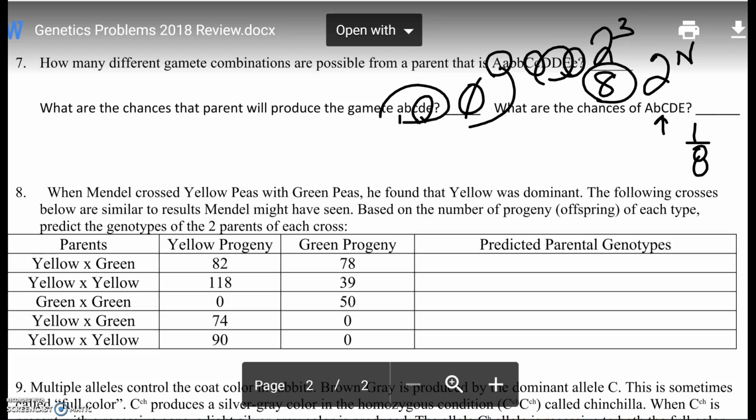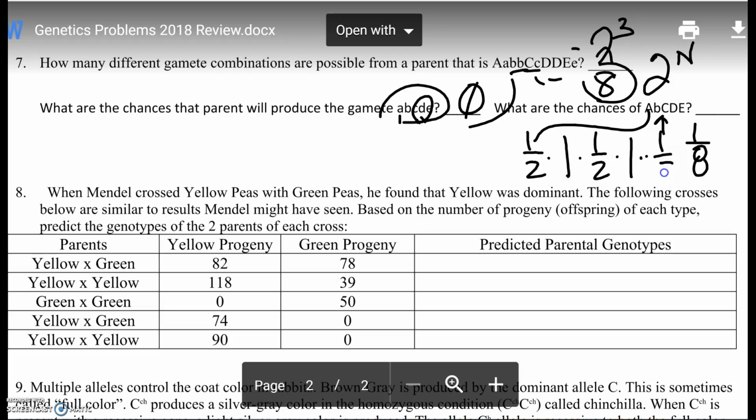What are the chances of big A, little b, big C, big D, big E? Oh, this one? Okay, so I'll show you. So the chances of big A are 1/2, right? The chance of little b is just 1 because it's only little b's. The chance of big C is 1/2. The chance of big D is 1. And the chance of big E, again, is 1/2. And when you multiply that, 2 times 2 times 2 is 8. So that's how you get 1/8. And like I said, normally you're probably going to get 1 over whatever that number is. It's kind of a trick, and you could double check yourself.